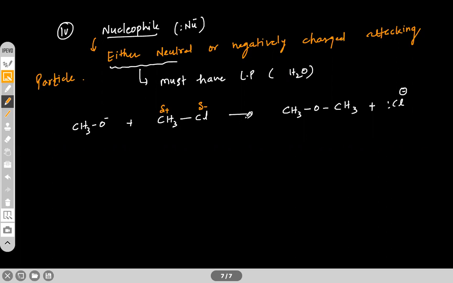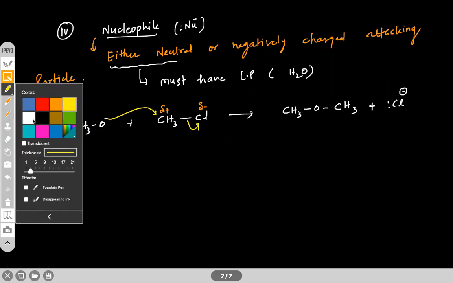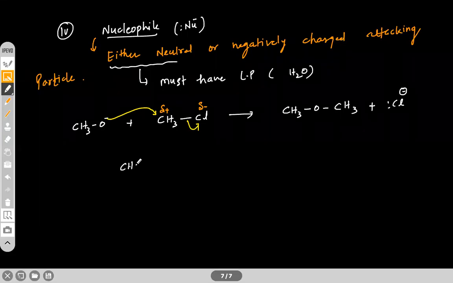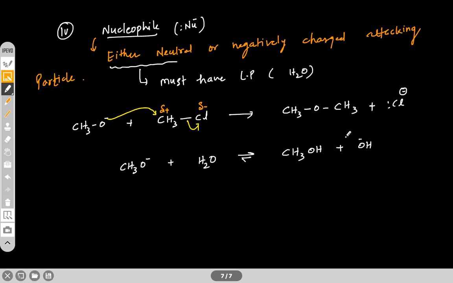Now with this, we're trying to understand a little bit about how the reaction takes place. When this becomes delta positive, the negative charge on this oxygen attacks this carbon since it is delta positive. And when this attacks over here, the Cl minus takes this bond pair of electrons and goes out as a leaving group, and we get this. Right, this is a nucleophilic substitution reaction. Now, when you talk about this reaction, CH3O minus plus H2O, a reversible reaction, it converts into CH3OH and OH minus goes out. Right. So this one is not a nucleophilic substitution reaction. Okay. This one is an acid-base reaction.